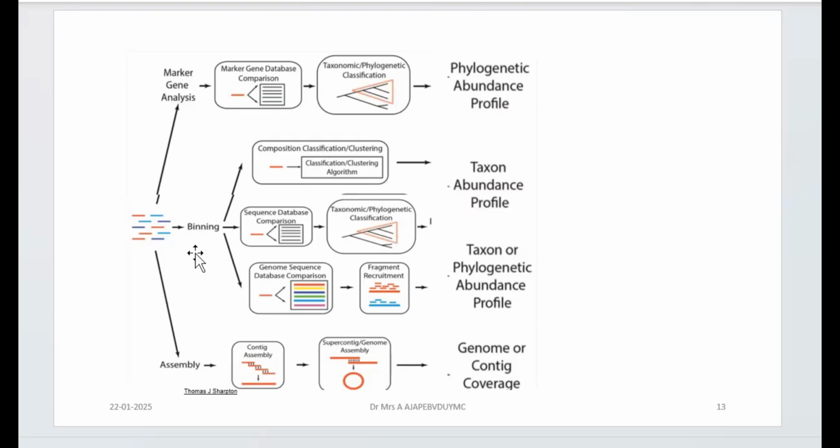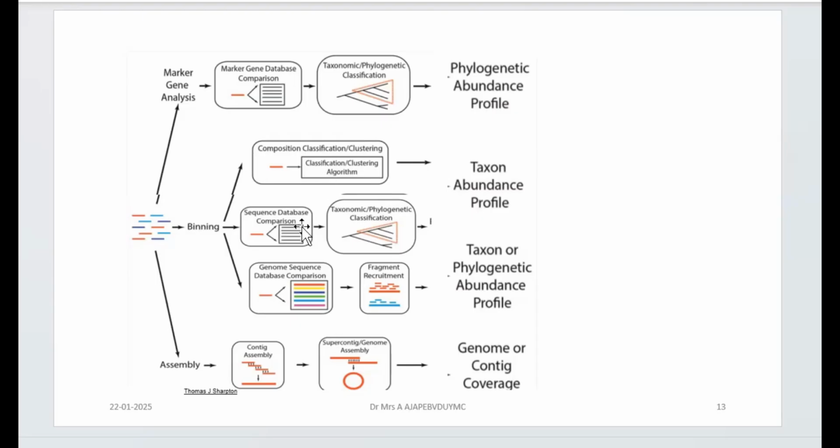So in binning you are going to group into different groups, and then you are going to go for finding the sequence. Again, the steps are going to be similar. You have to go for marker gene database, you have to extract its sequence, create the database, then you will have to compare that, and then you will get the phylogenetic tree construction that you have to do, right? So maybe initially you are going with composition classification, or you are going with clustering.